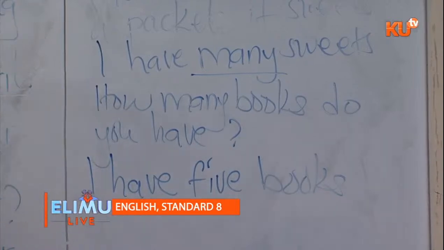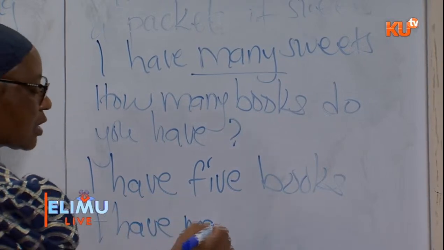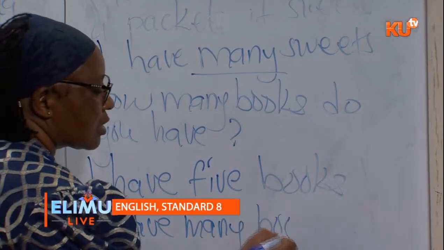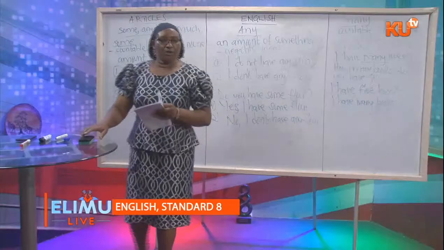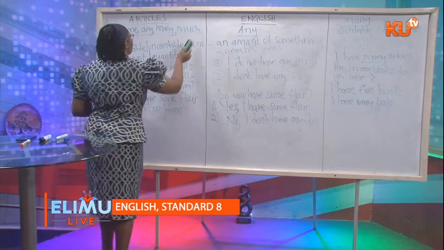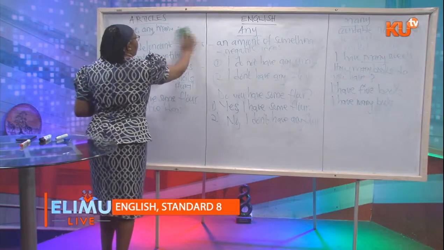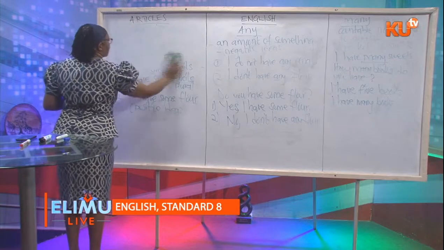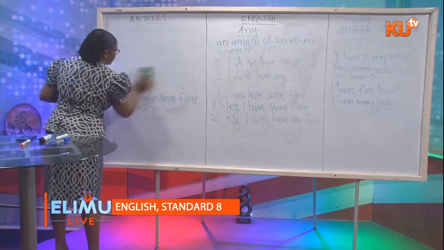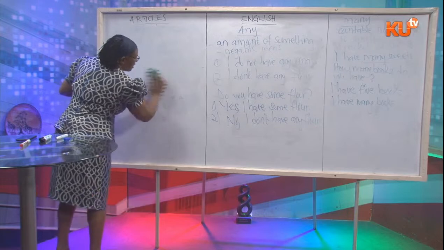Sometimes the number may not be specific, so you say, I have many books. So that is the use of the word many, or determiner many. Now we use the word much. We look at the uses of the word much, or determiner much, and how it can be used in a sentence.